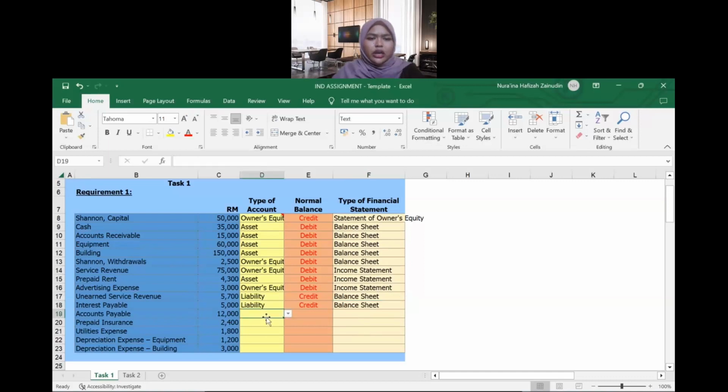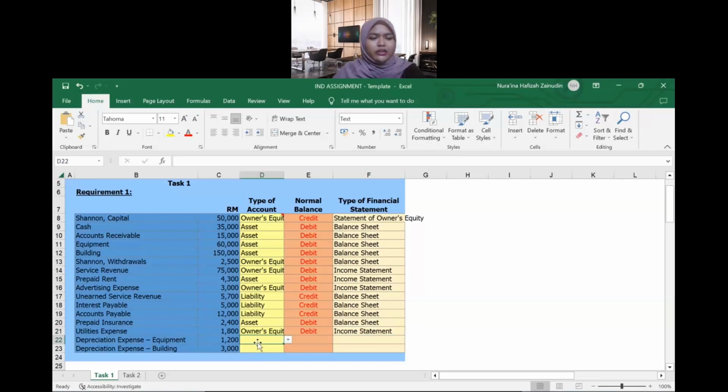Okay, next is accounts payable. The type of account is liability. The normal balance is credit, and the type of financial statement is balance sheet. Okay, next, prepaid insurance. The type of account is asset. The normal balance is debit, and the type of financial statement is balance sheet. For utilities expenses, the type of account is owner's equity. The normal balance is debit. The type of financial statement is income statement.